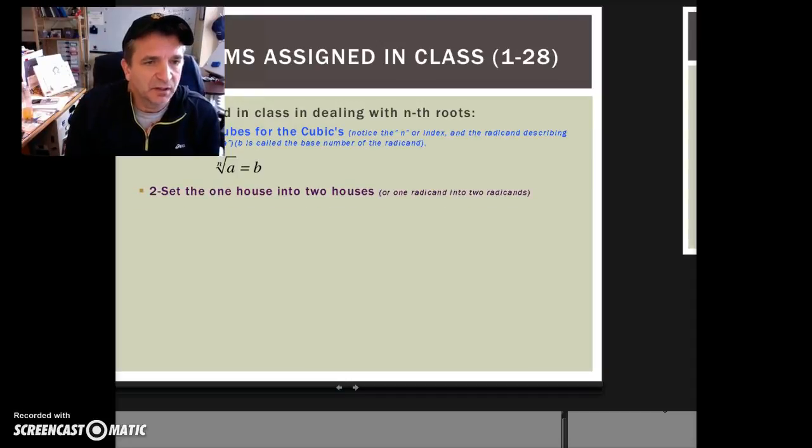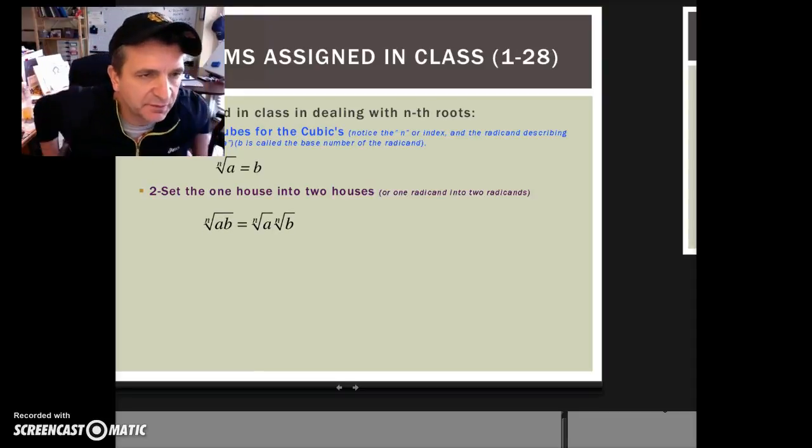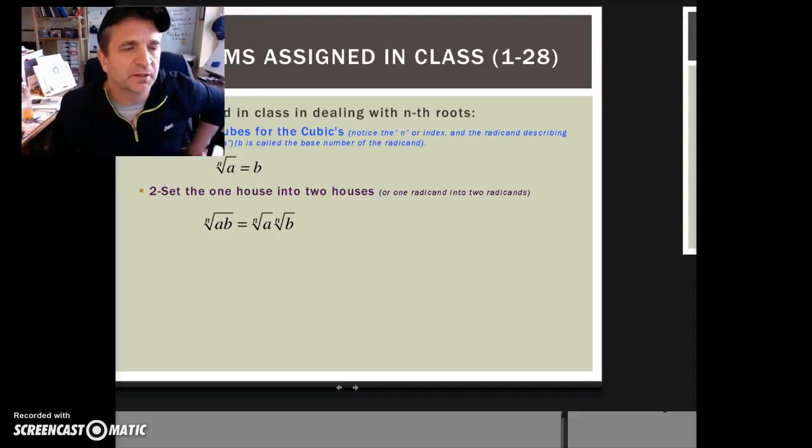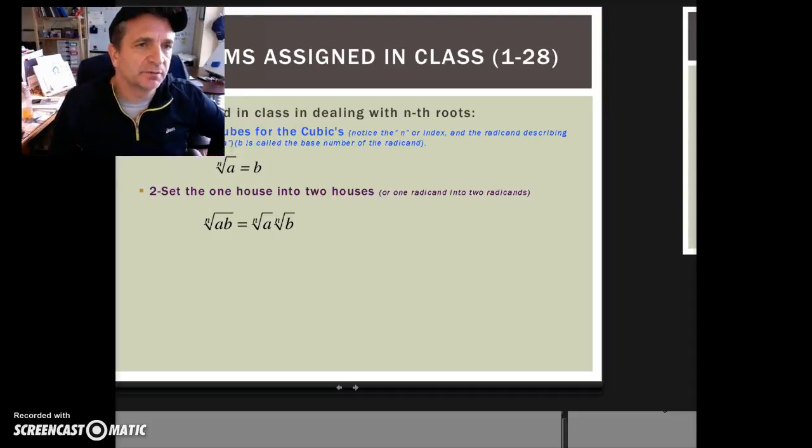The second thing I talked about was to set one house into two houses, or one radicand into two radicands. And this was the symbolic representation: the nth root of AB can be described as the nth root of A times the nth root of B. You don't see the multiplication symbols there, but it's multiplication.